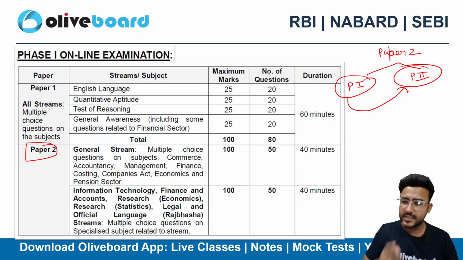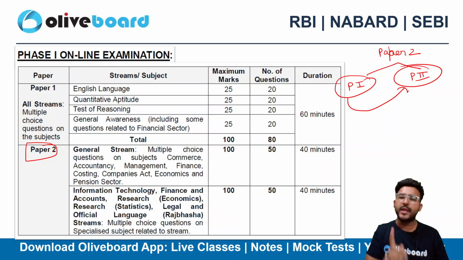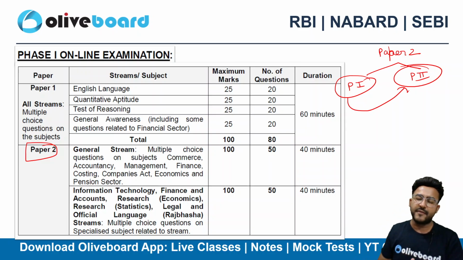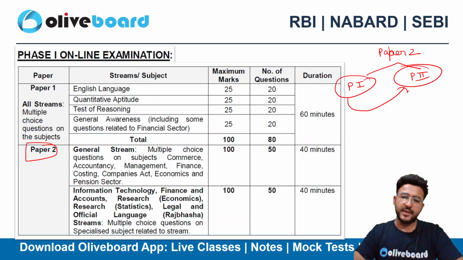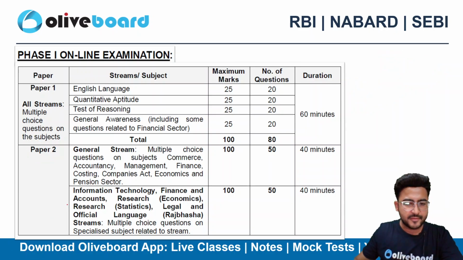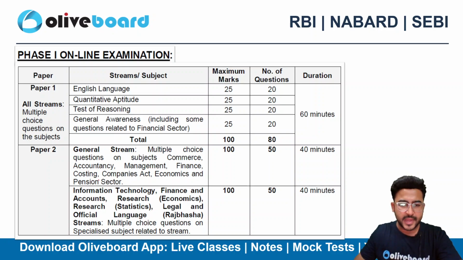However, if I talk about this paper 2, this is the most scoring paper of your examination, right? और अगर आपका कोई इसके अंदर fear factor भी है, if you are having any kind of fear because you are a non-commerce student or non-finance background वाले हो, so definitely I'll clarify that as well. So here we are having subjects like commerce and accountancy, management, right, finance, costing, Companies Act, economics and pension sector.